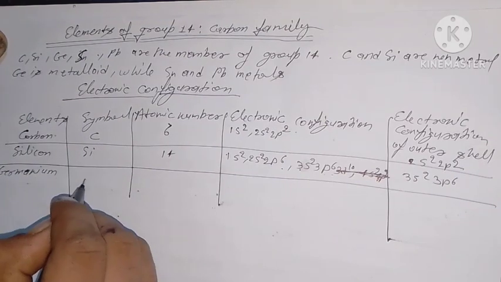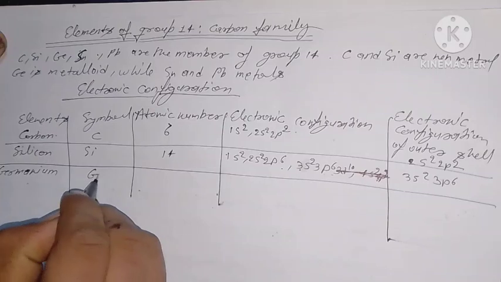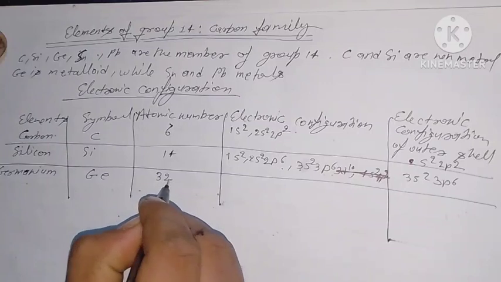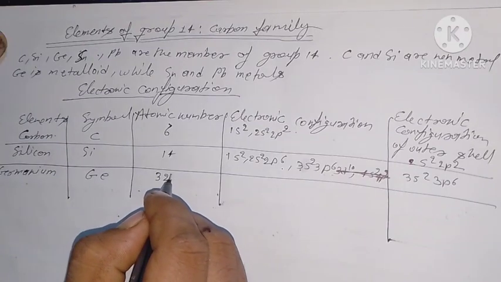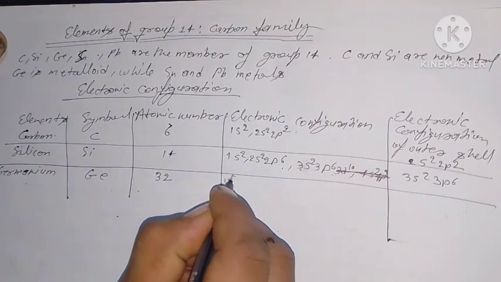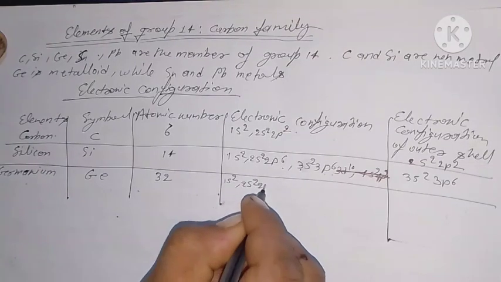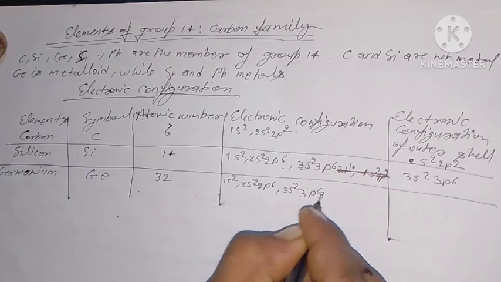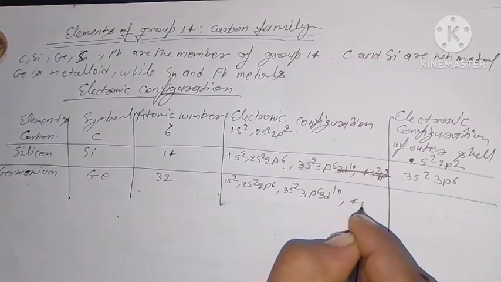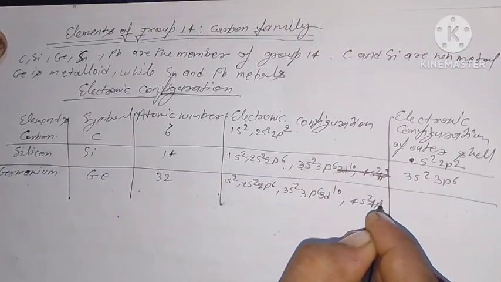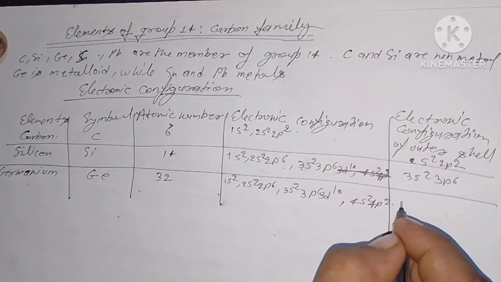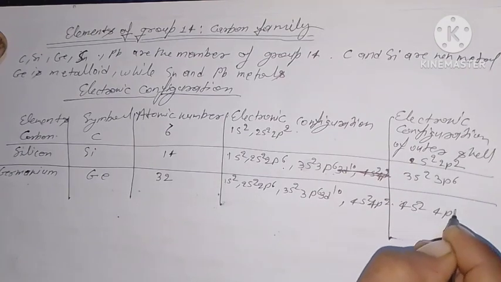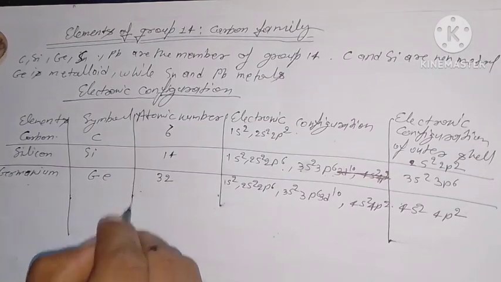Next element is germanium, symbol Ge, atomic number 32. Electronic configuration: 1s2, 2s2, 2p6, 3s2, 3p6, 3d10, 4s2, 4p2. Electronic configuration of the outermost shell is 4s2, 4p2. Okay? Next.